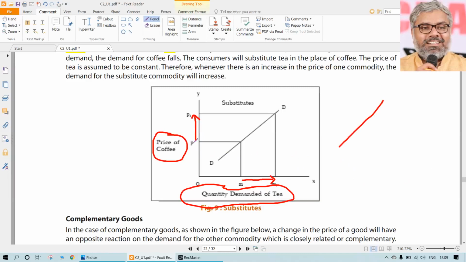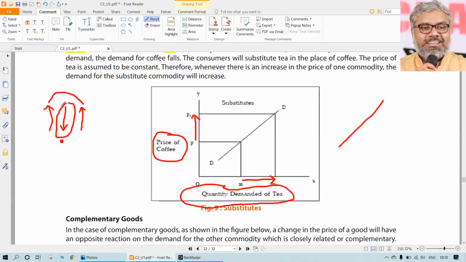Why does that happen? Simple logic. When the price of coffee increases, the demand for coffee first of all decreases. That is the first thing. You have to understand both. When the price of coffee increases, demand for coffee decreases. When the demand for coffee decreases, demand for tea increases. So there is an intermediate step which we don't take into consideration. Directly we look at these two things. The price of coffee and demand for tea are directly related. If this is increasing, this is also increasing. That we know. But is it happening directly? No, it is happening indirectly.